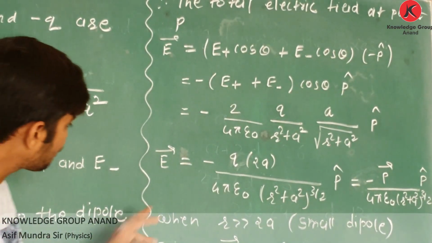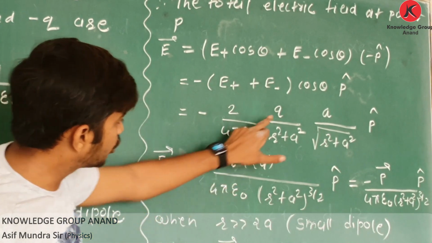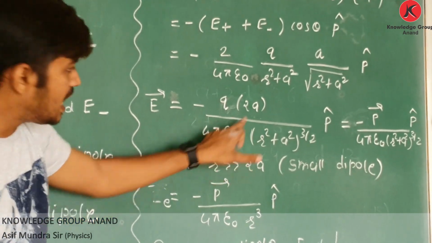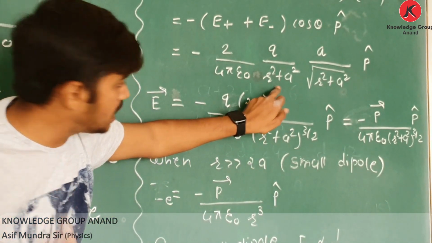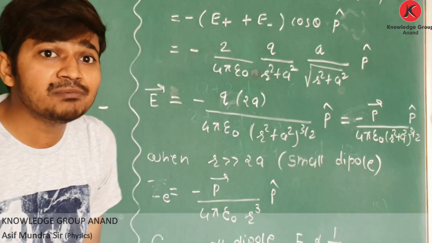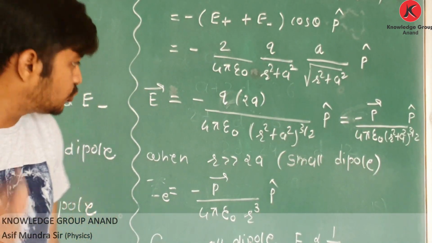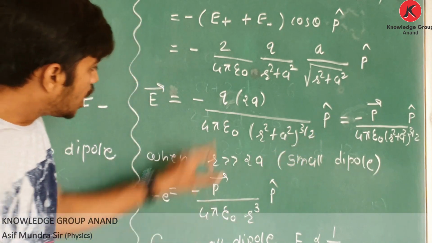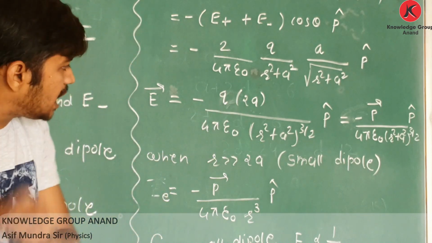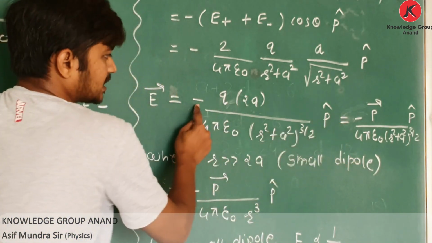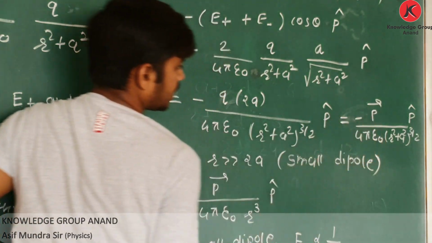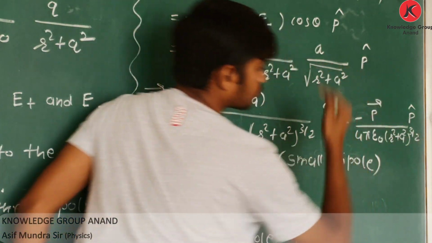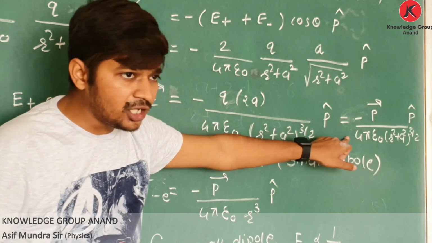Clear? Now we have to simplify. E is equal to minus q into 2a upon 4 pi epsilon 0, r square plus a square power 1, times r square plus a square power 1 by 2. What is 1 plus 1 by 2? Yes, 3 by 2. So r square plus a square whole raised to 3 by 2. Clear? Q into 2a is called electric dipole moment P. So E is equal to minus P caret upon 4 pi epsilon 0 r square plus a square raised to 3 by 2. So it is the electric field on equator.